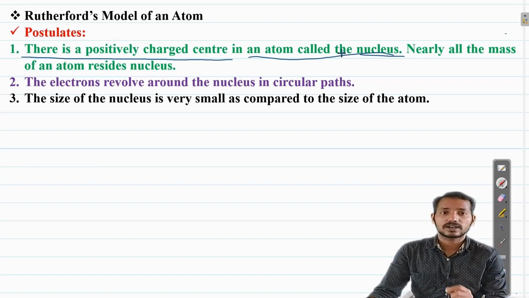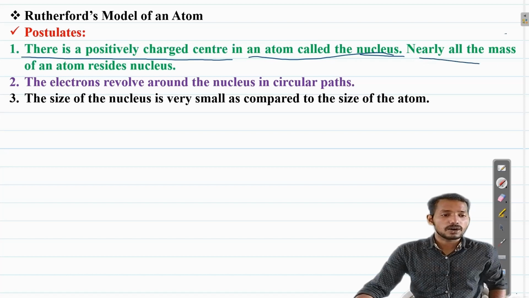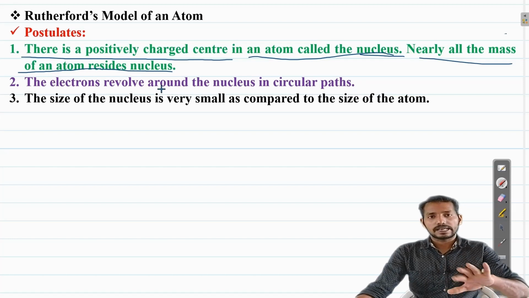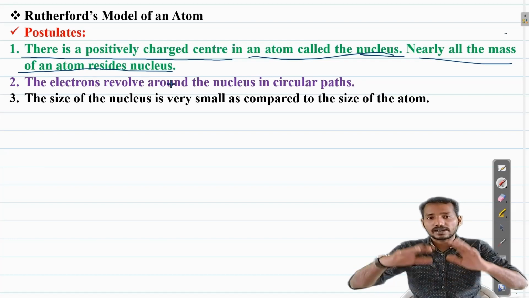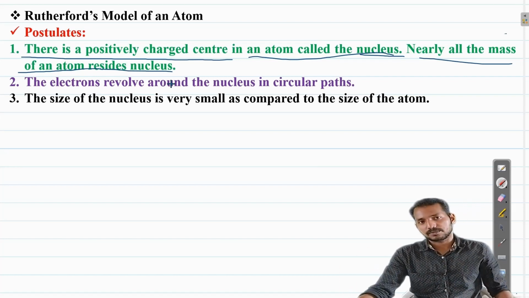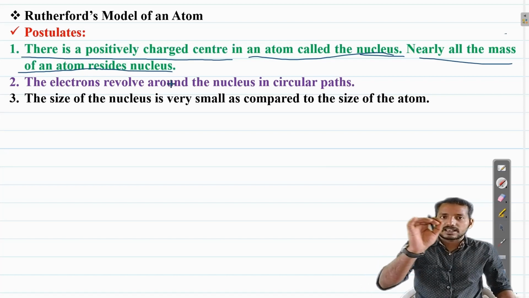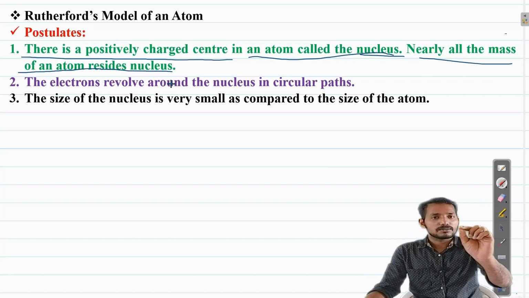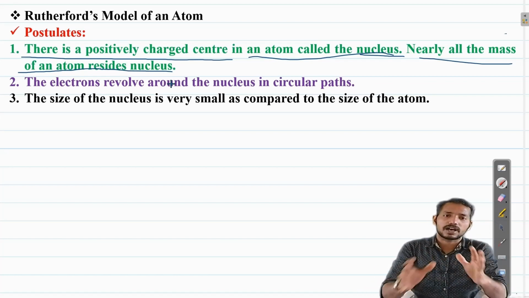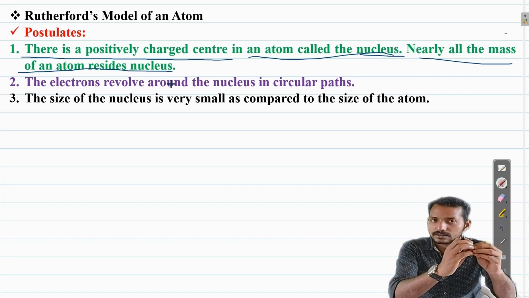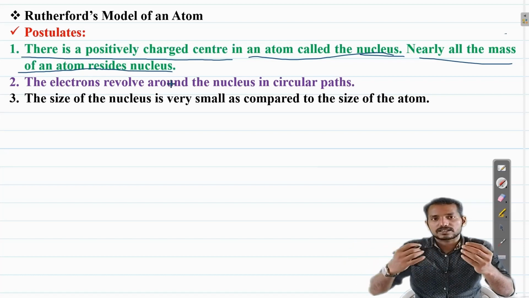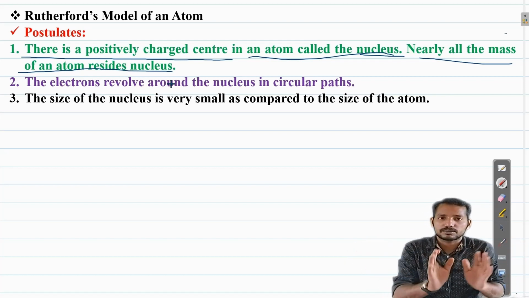So who discovered the nucleus? Rutherford. And nearly all the mass of an atom resides in the nucleus. That means nearly all, not 100% of the mass of the atom, but 90 or 98% like that. The electron also possesses a negligible mass, but the electron is not part of the nucleus. So nearly all the mass of the atom is contributed by the nucleus, while the mass of the electrons outside the nucleus is negligible. Because of that, it is clearly mentioned like this.